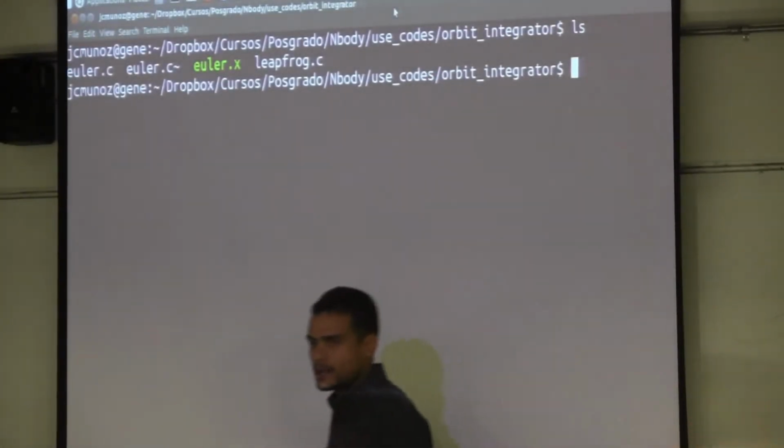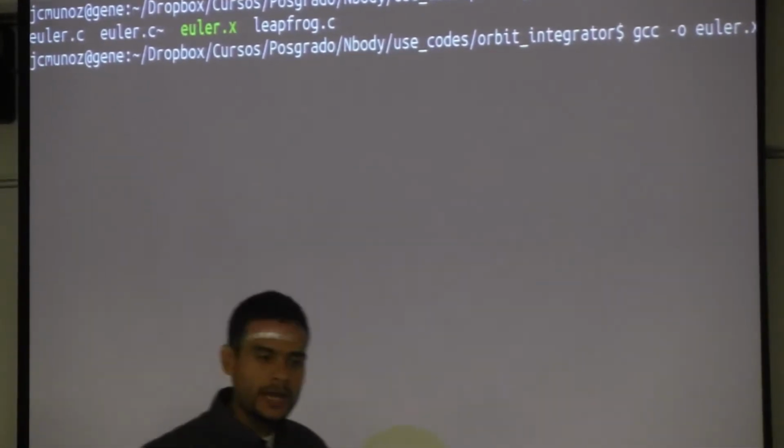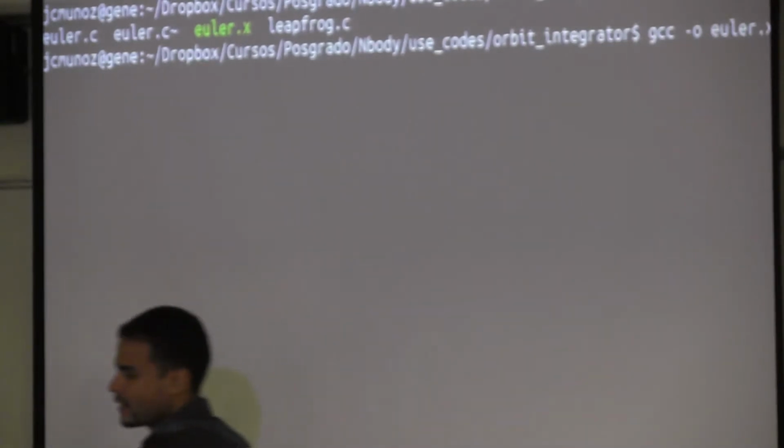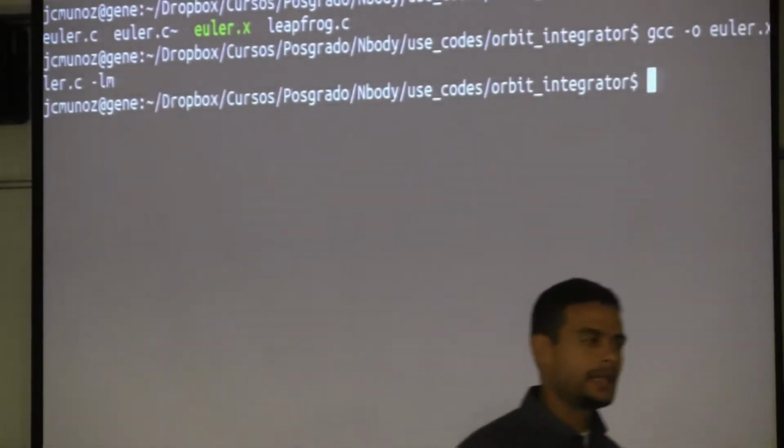So let's compile the code. I will do it from very scratch because I know some people don't know how to do it. So we need to compile the code. So let's do gcc -o Euler.x. Let's put it like .x in order to recognize it is an executable. That's actually the binary you will execute when you run the program. So gcc -o Euler.x Euler.c -lm and compile.